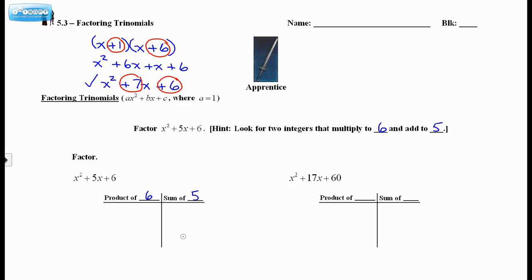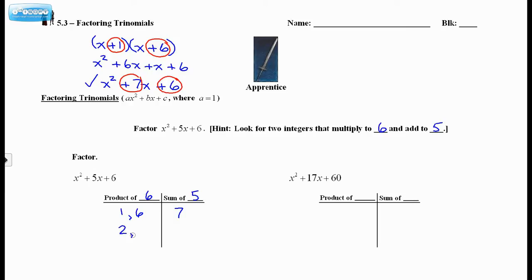In the early stages, you're free to make a table, but eventually you'll just be able to come up with them in your head. So two numbers that have a product of 6. Well, what about 1 and 6? Because 1 times 6 is 6. But if we add them, that gives us 7. Okay, but we want a sum of 5, so that doesn't work.